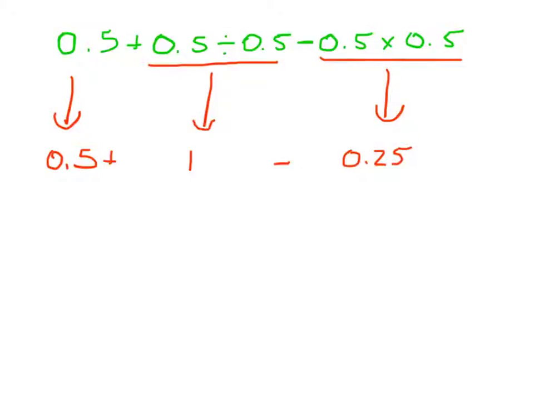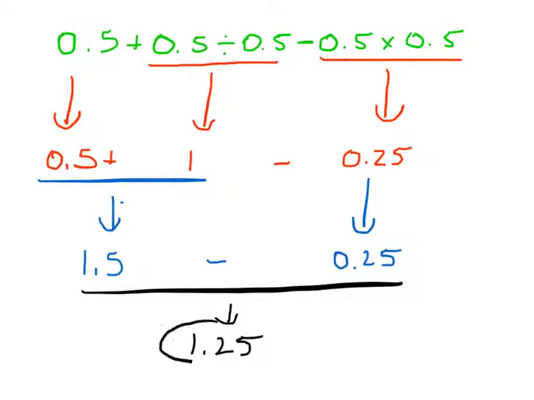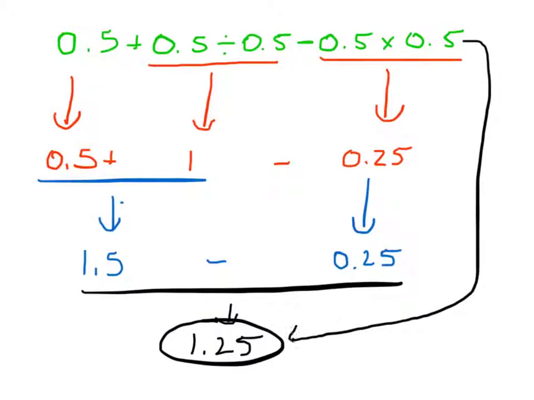Now I can go ahead and work my problems from left to right. So I'll do this part here, 0.5 plus 1, that'll be 1.5, minus 0.25, and then if I solve that part of the problem, 1.5 minus 0.25 will be 1.25. So again, the answer to this problem up here is 1.25.